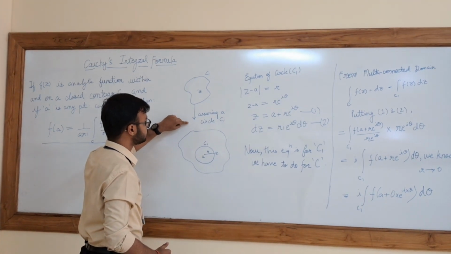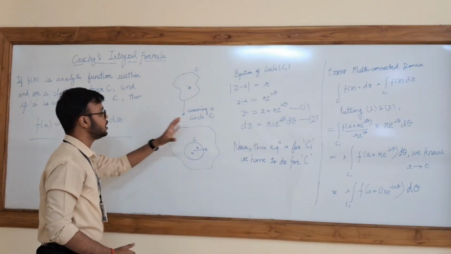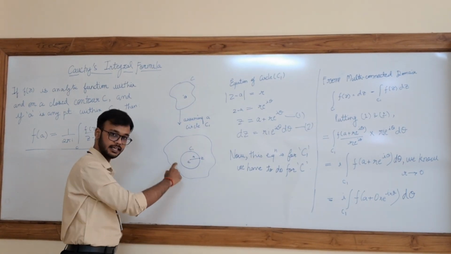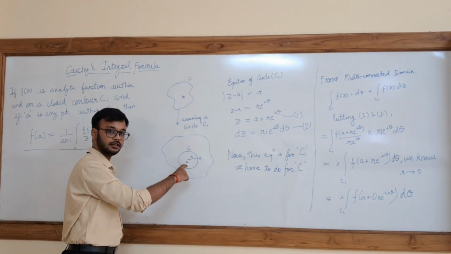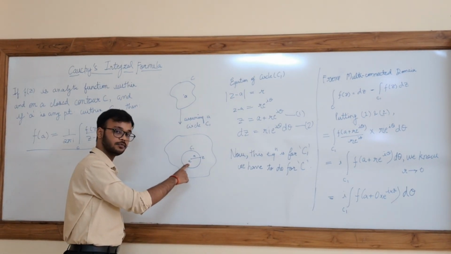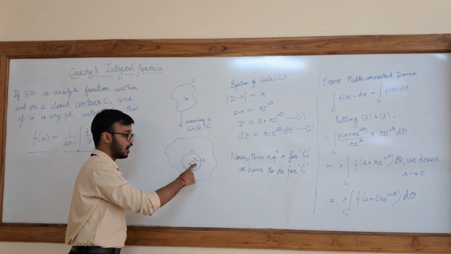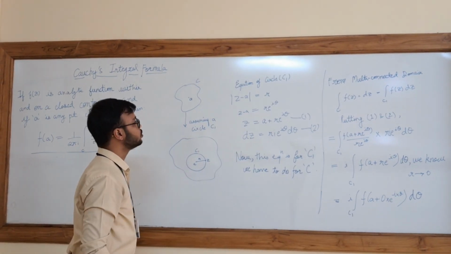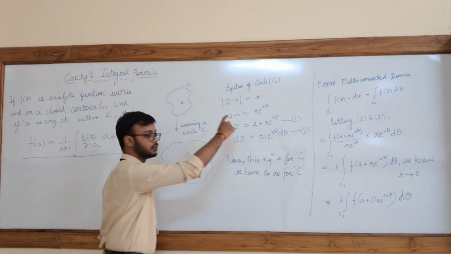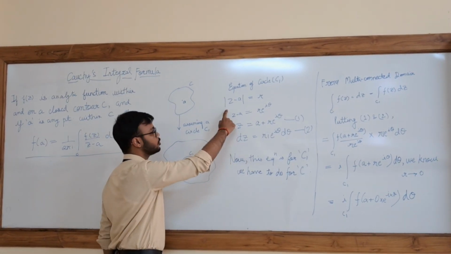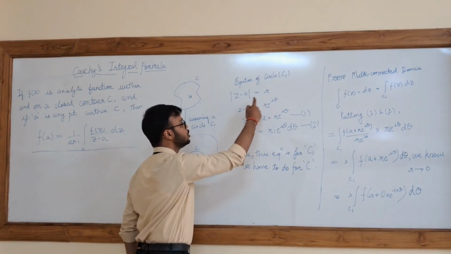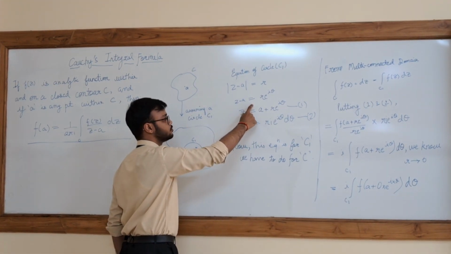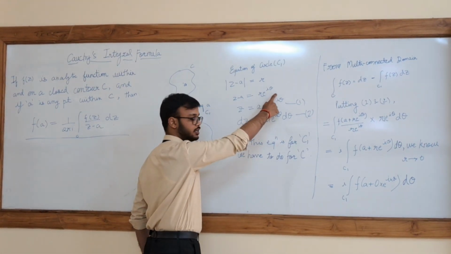Now to prove this, we will assume a circle C1. Here we have assumed a circle C1 with point A as the center, R is the radius, and Z is a point on the C1 circle. As we know, the equation of circle C1 is mod of Z minus A equals R. If we remove the mod, we can define it as Z minus A equals R e to the power of i theta.